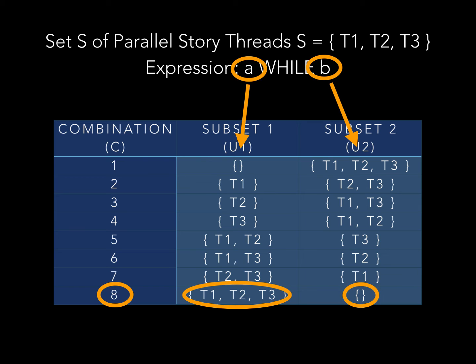If after C equals 8 no match was found, then the result of A while B for the set of threads S is false. In other words, there is no match. Note that the result of evaluating the empty set against either A or B is always false. For this reason, the combinations C equals 1 and C equals 8 need not be evaluated and are in fact omitted in the actual implementation.